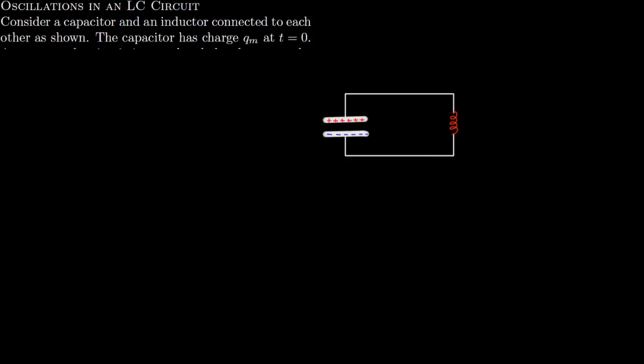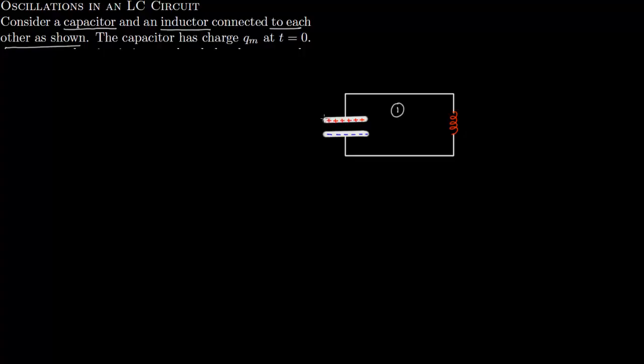We now talk about oscillations in an LC circuit. So LC circuit means we have an inductor and we have a capacitor. So you consider a capacitor and an inductor connected to each other as shown in the figure. So let us name this figure 1. You have a capacitor and an inductor.